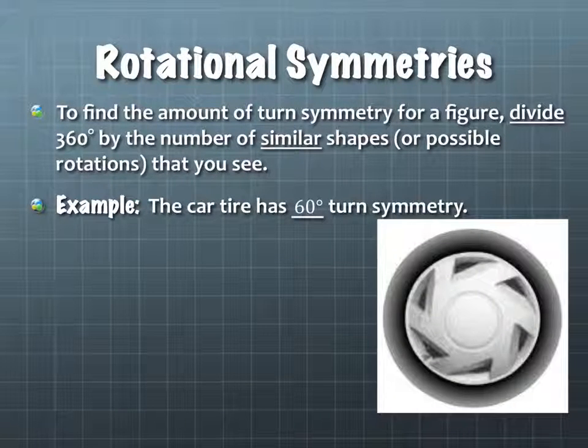I'm sorry, I didn't flip to this slide already. To find the amount of turn symmetries, divide 360 by the number of similar shapes or possible rotations. This would be 60 degrees. But if there's a 60-degree rotation here, what else is there? 120 and 180 and so forth. 240 and 300. 300 is the next one. We just add 60 to it multiple times, and we'd have all of those turn symmetries that would work.